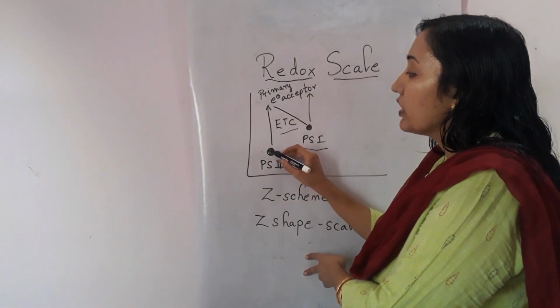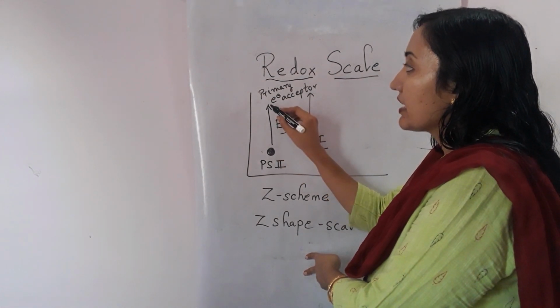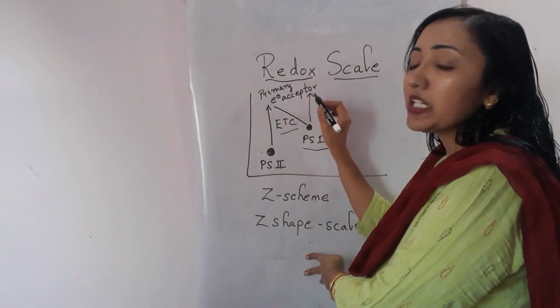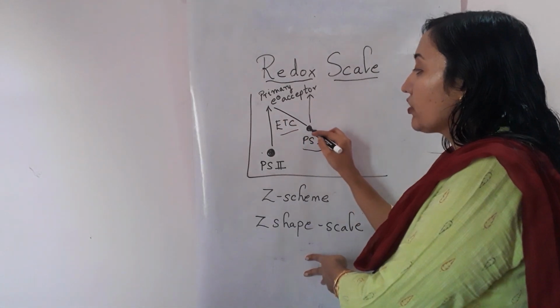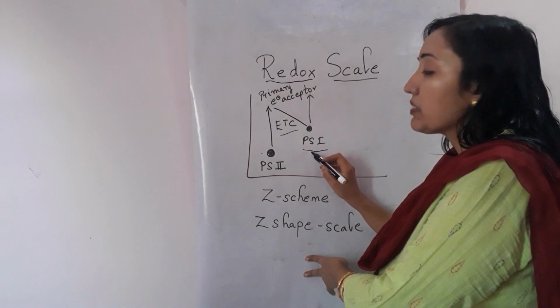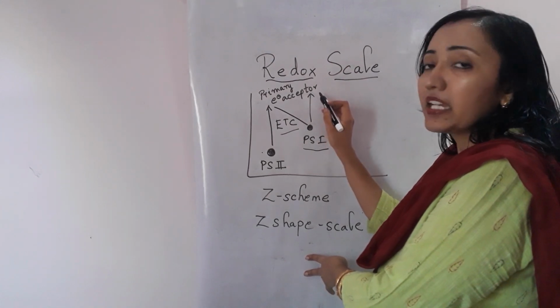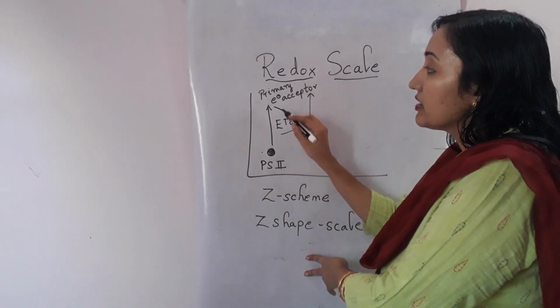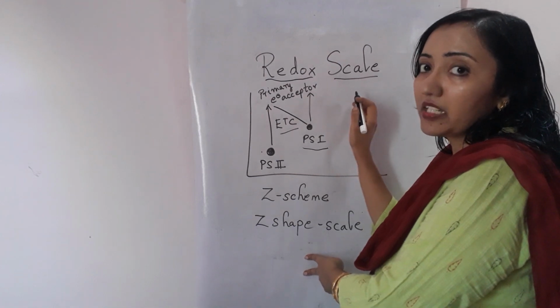First of all, in photosystem 2, the electron gets excited. It is accepted by the primary electron acceptor. Then the electron travels downhill in the electron transport chain. Then it is accepted by photosystem 1, and then again it gets excited. So this is a Z shape on the redox scale.